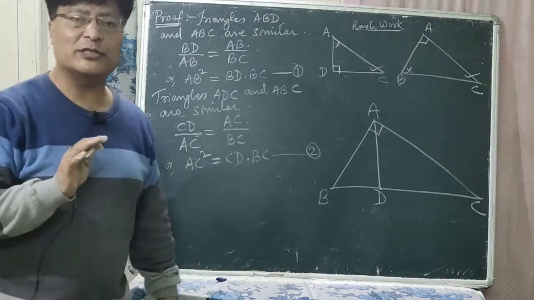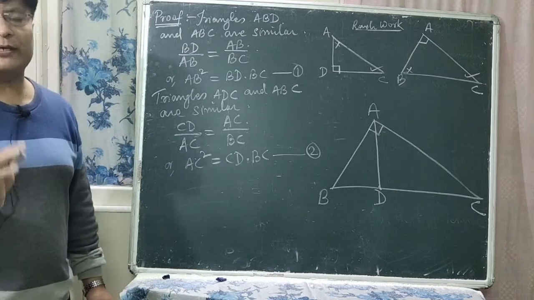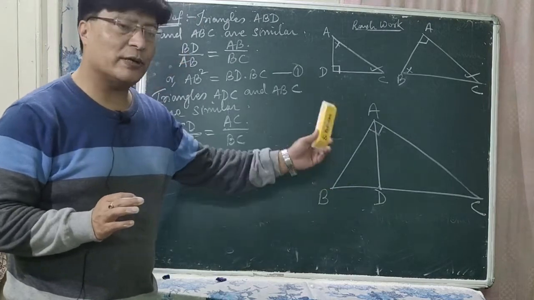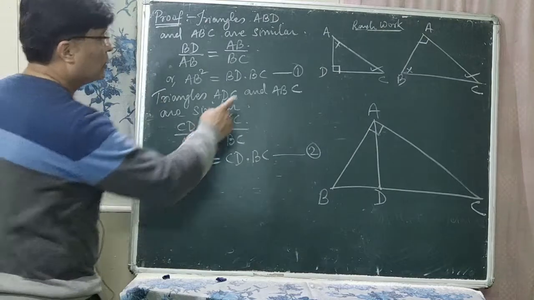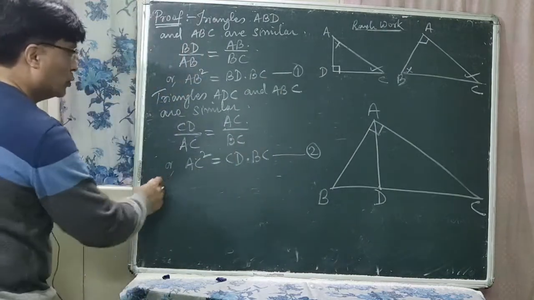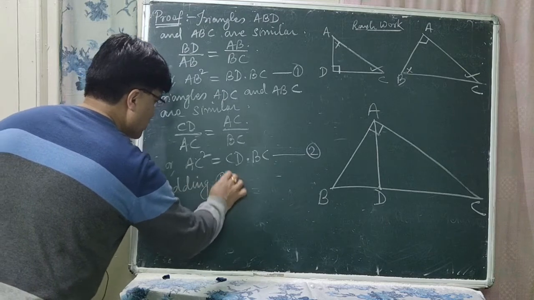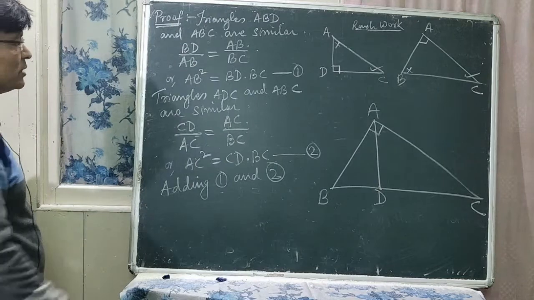Now we have to prove that relation. What is the relation to be proved? Hypotenuse whole square is equal to base whole square plus perpendicular whole square. That is BC square is equal to AB square plus AC square. Now, how will you prove it? You have to add these 1 and 2. So write down adding 1 and 2. So what do we get adding 1 and 2?